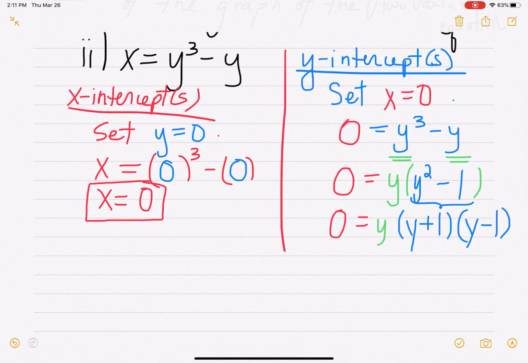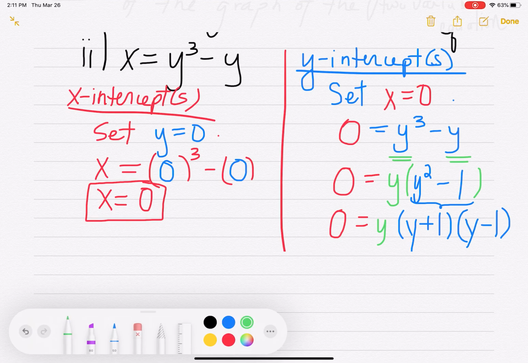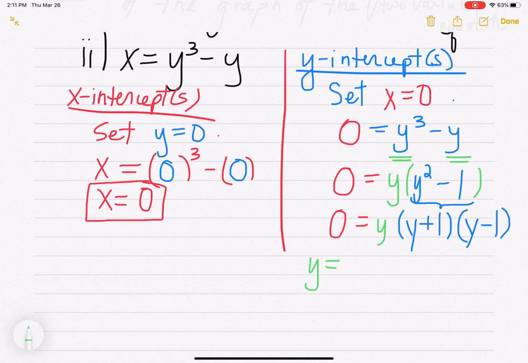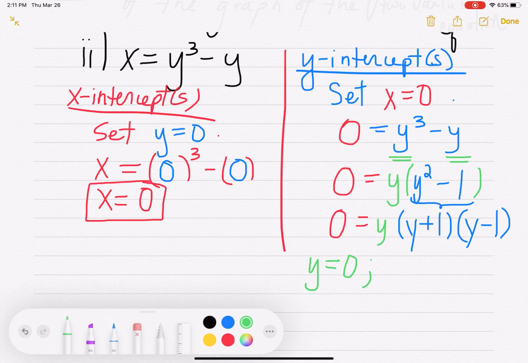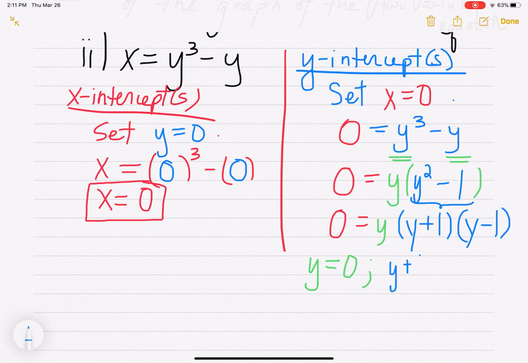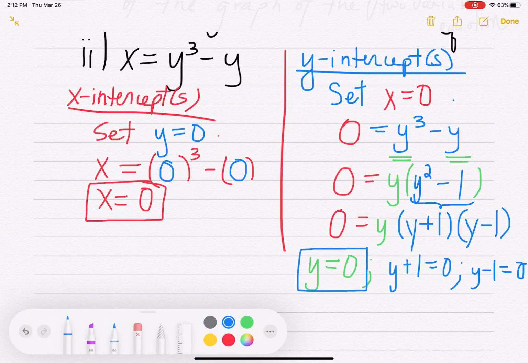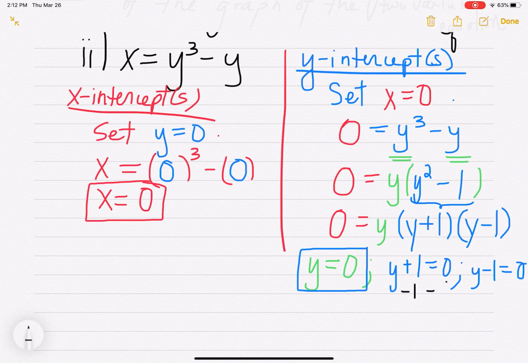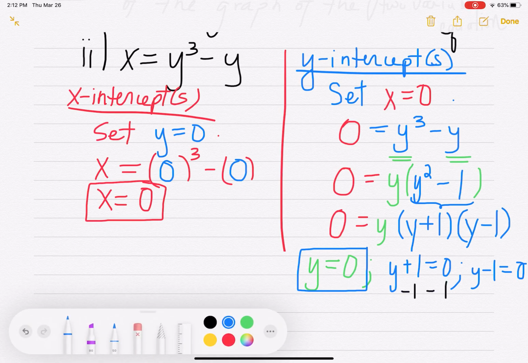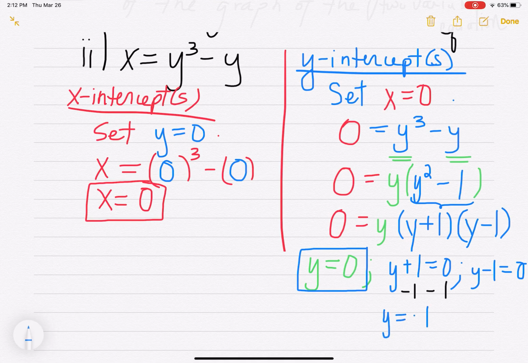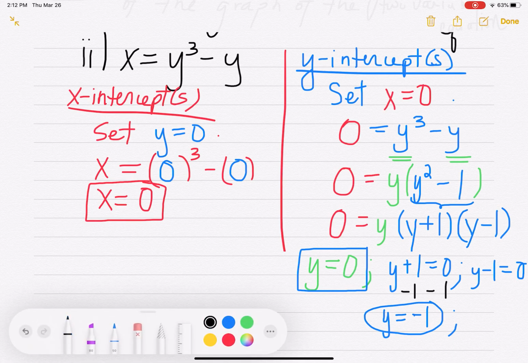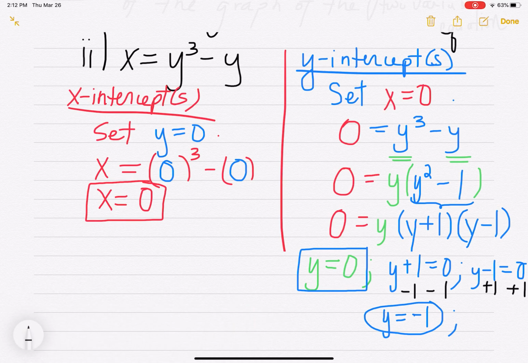Old news. Then we're going to take each factor that we have and set it equal to 0. We take Y equal to 0, then Y plus 1, the second factor, equal to 0, and finally Y minus 1, the third factor, equal to 0. We already got one of the Y-intercepts, Y equals 0. We just have to do the other two. For the second one, we subtract 1 from both sides, which gives us Y equals negative 1. On the third factor, we add 1 to both sides, and we get Y equals 1.